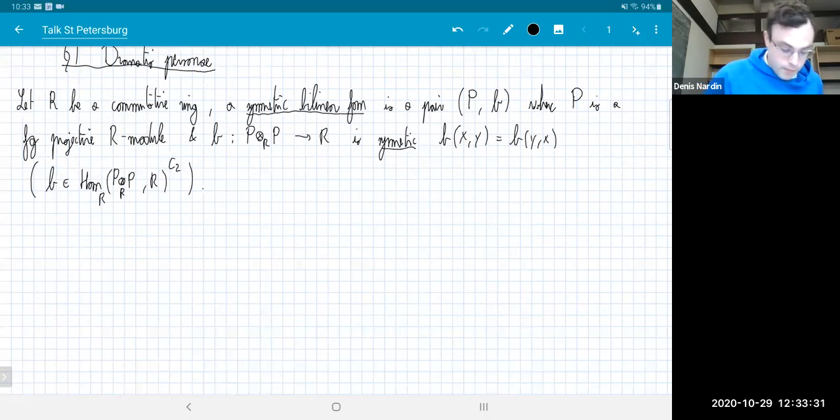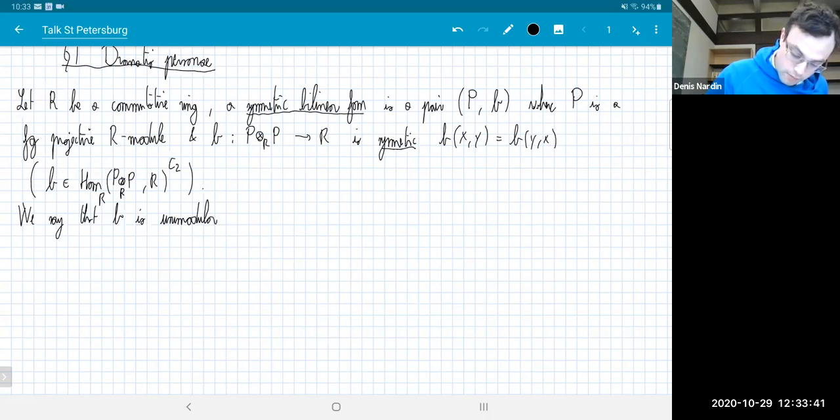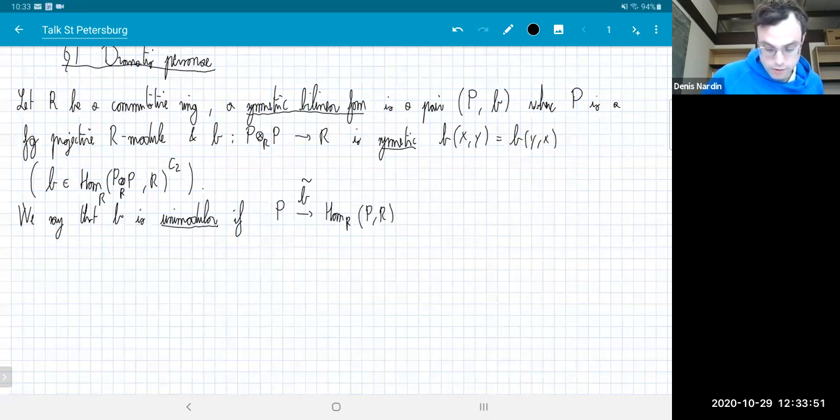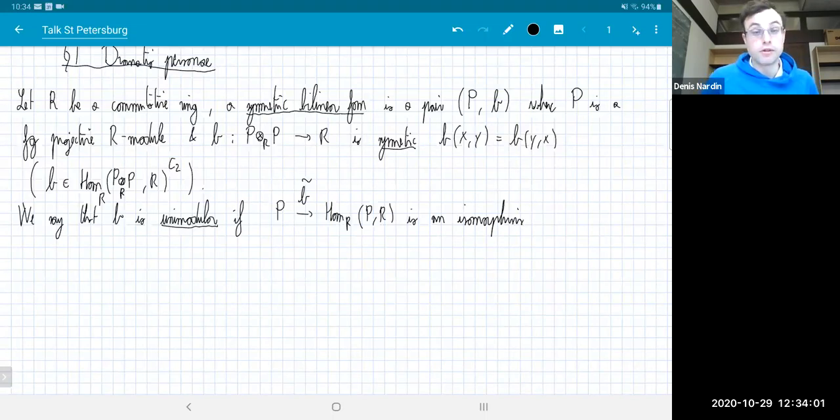And okay, we say that B is unimodular if the induced map P to Hom_R(P, R), induced in the usual way by the Hom-tensor adjunction, is an isomorphism. Some people are occasionally confused by this term. Unimodular doesn't mean that the determinant of the matrix is one, it means that the determinant is a unit. We got complaints about this terminology actually, but I think it's classical. Just that in the case when R is Z, of course, the two notions almost coincide.